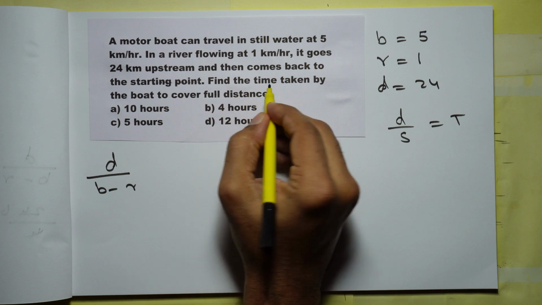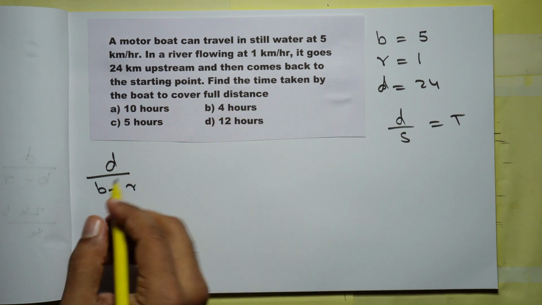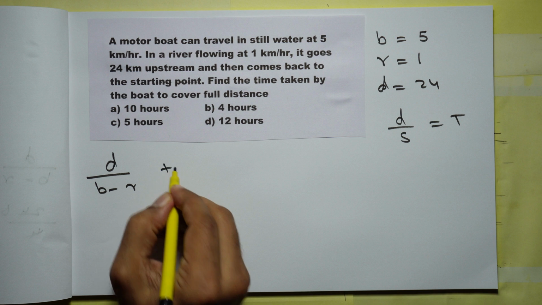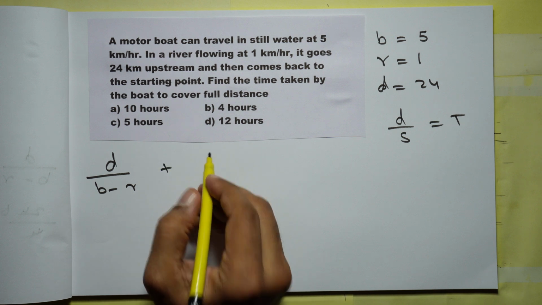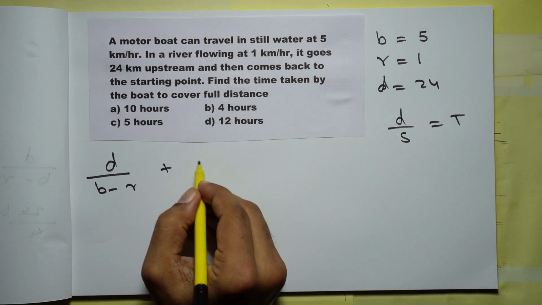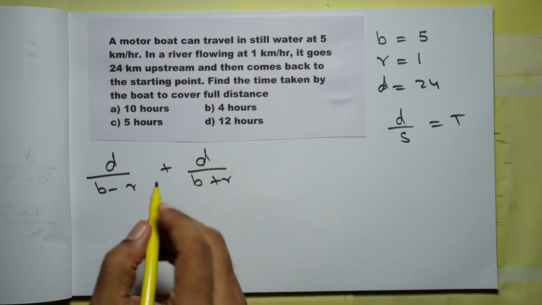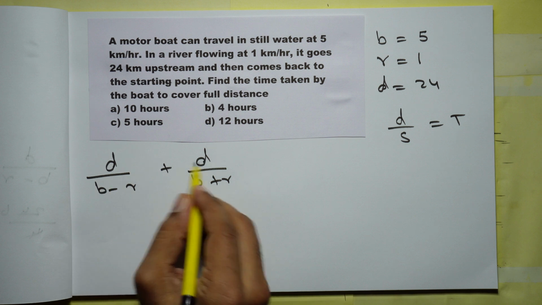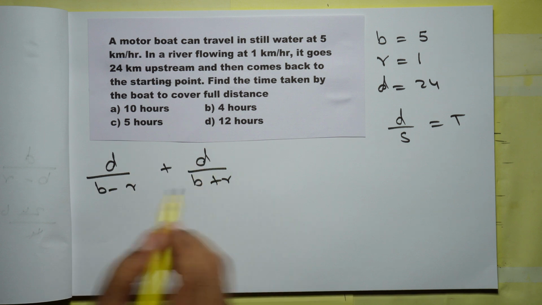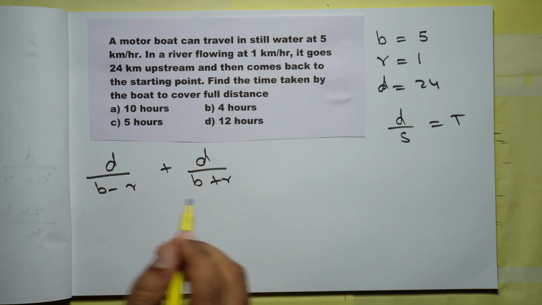Now we need to find the total time taken by the boat. So this is the time for upstreaming plus time for downstreaming. Whether you are upstreaming or downstreaming, distance is same, d by effective velocity b plus r. So this is the time required for upstreaming plus time required for downstreaming. And the total time is what we need to find out.